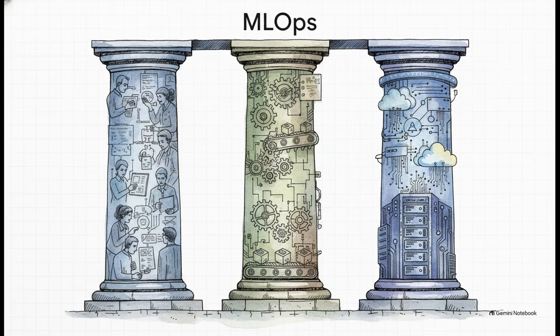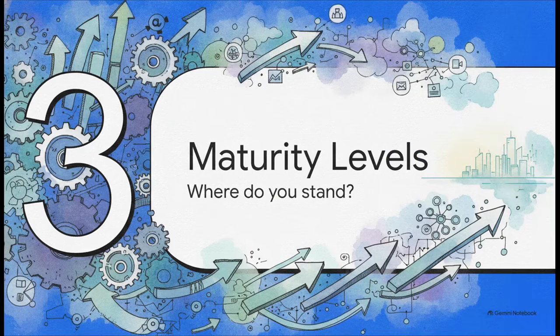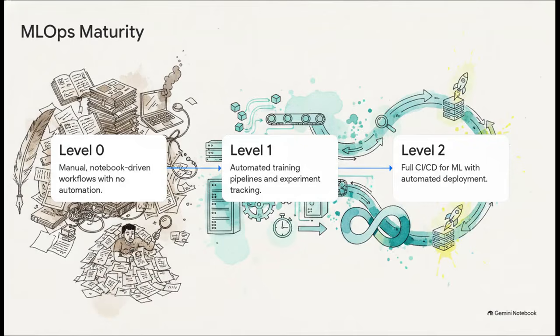You really need all 3 working in total harmony. Honestly, you can buy the best platform in the world, but without the right people and processes, it's basically just a really expensive paperweight. Which brings us to section 3, MLOps maturity levels explained. Let's walk through the maturity journey.